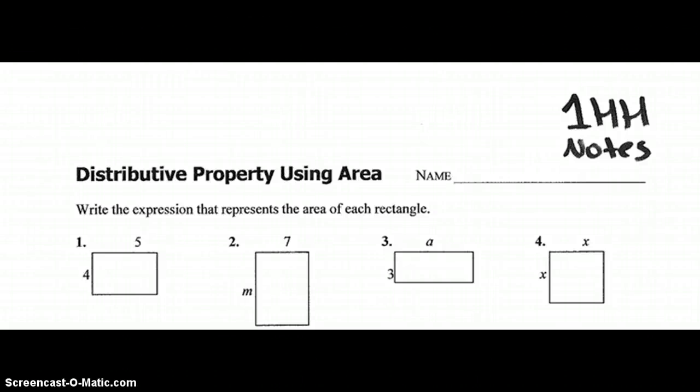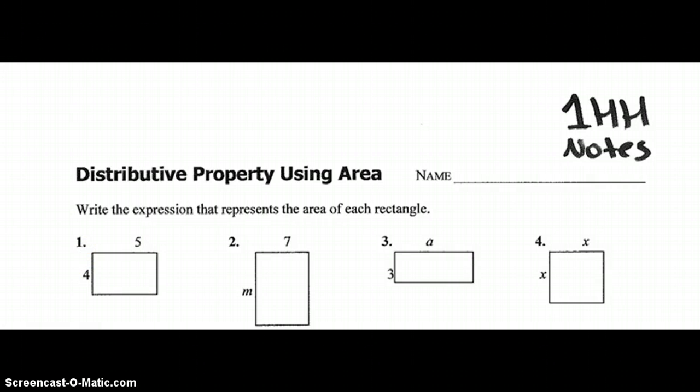These are the 1HH notes on distributive property using area. The distributive property can be related to the area of a rectangle in order to help you better understand how to use the distributive property. Let's look at the first question. We are trying to find the area of the rectangle.